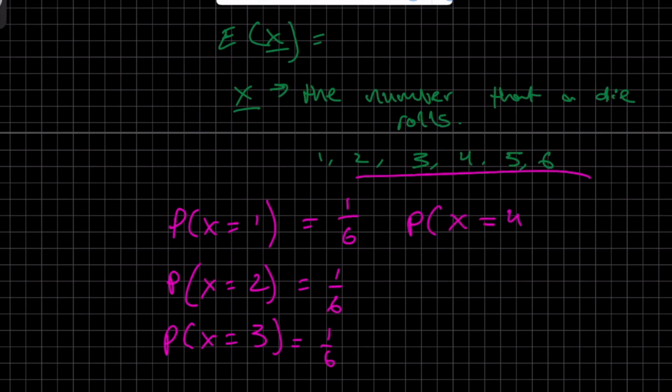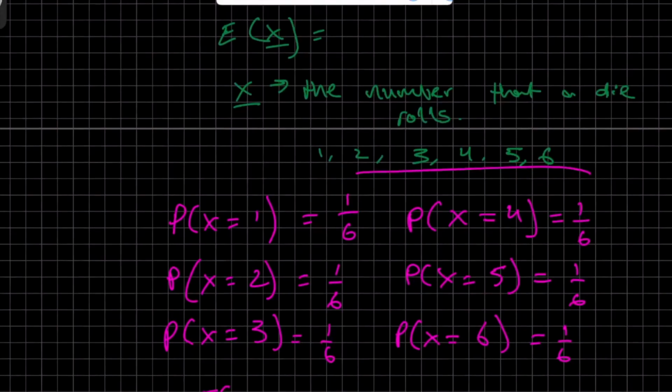4, 1 over 6. 5 would equal 1 over 6, and 6 would equal 1 over 6. So if we determine the expected value of x, we're being asked to determine the expected number that a die rolls.